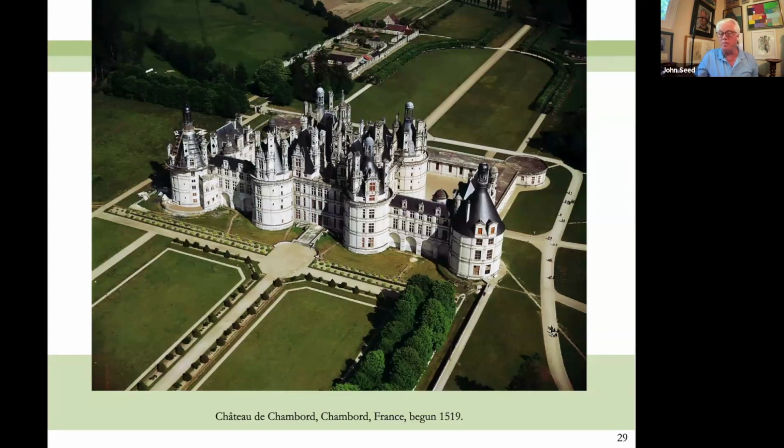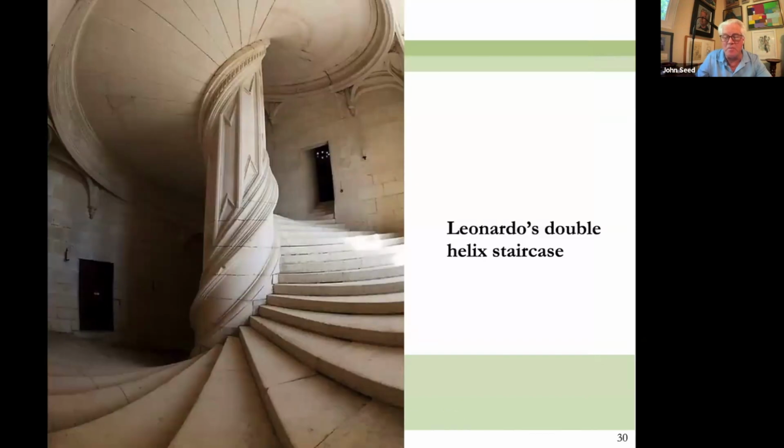But at the roofline, you see all these little towers and turrets. And by the way, you can walk as a tourist. You can go up on the roof of Chambord, and you feel like you're in a sort of forest of medieval buildings. So it's a group of different architectural styles brought together outside. And then on the inside, that is the last bit of architecture that Leonardo devised, a double helix staircase that takes you up between the levels.